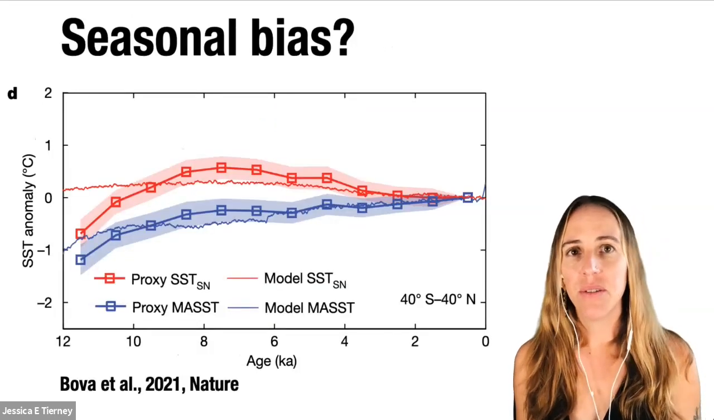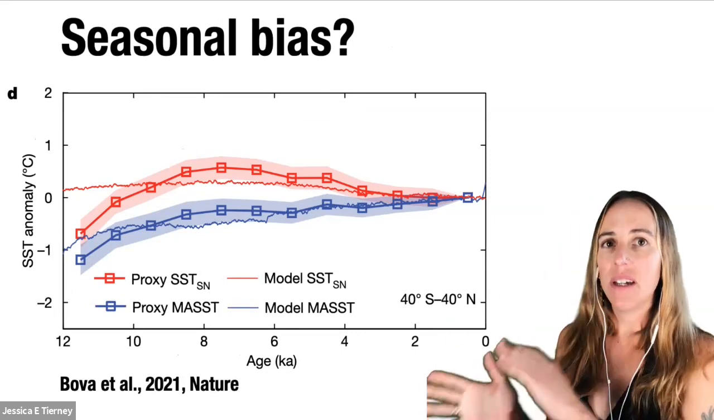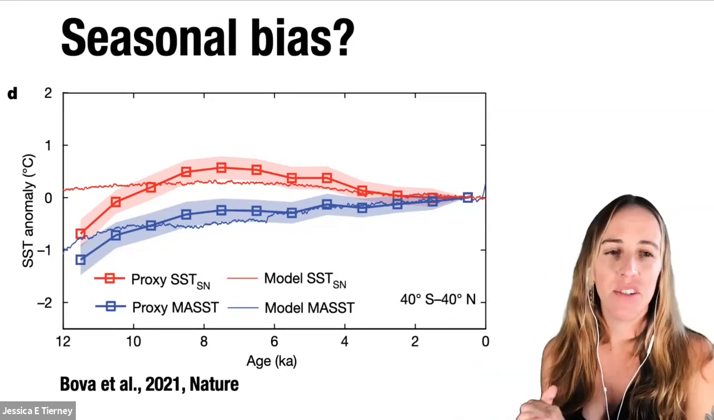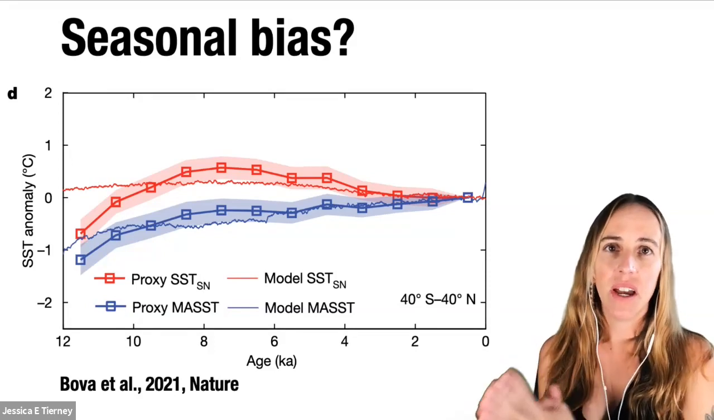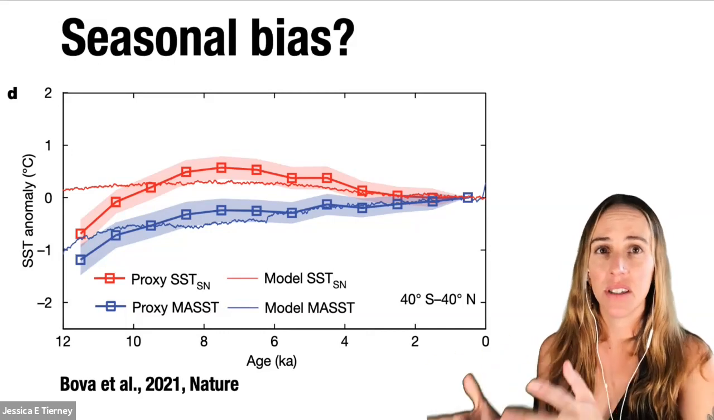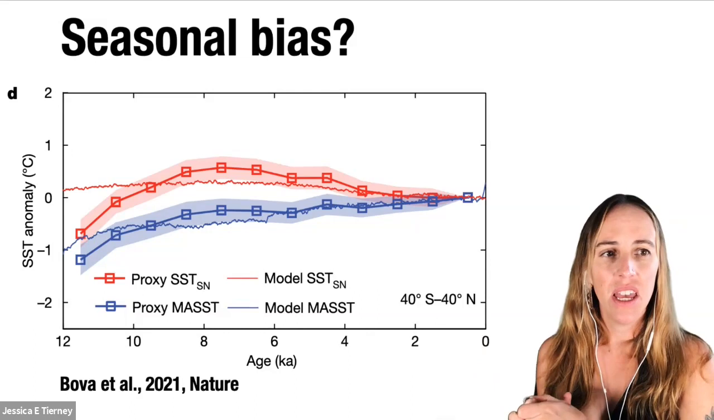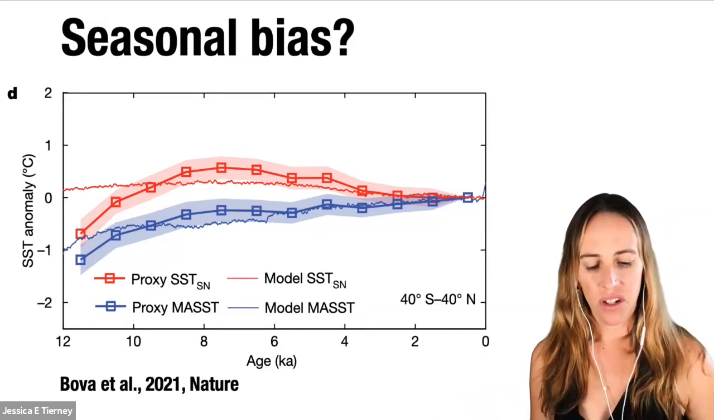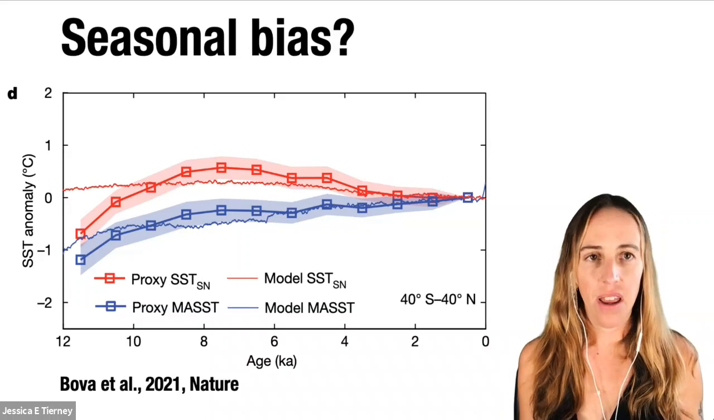So then, of course, we had a look at seasonality. Samantha Bova, Yair Rosenthal, and colleagues recently published a paper suggesting that perhaps the conundrum really just comes down to seasonal bias in the SST proxies. After all, many of these proxies are based on biology, and biology tends to grow seasonally. And so they propose that as a solution. So we wanted to investigate the role of seasonality in the LGMR as well.